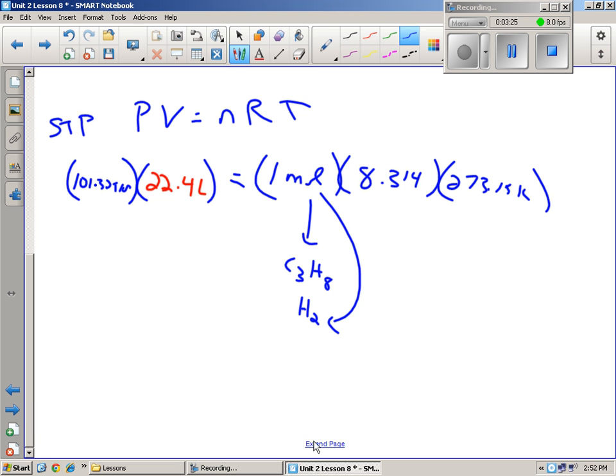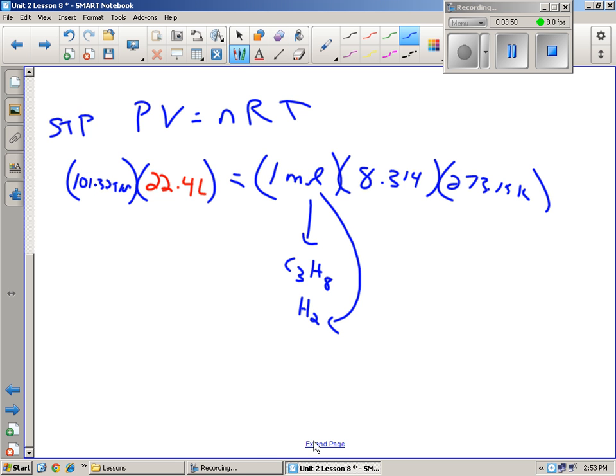How do I know that? Because I solve for V. Don't believe me? Solve for V. 1 times 8.314 times 273.15 divided by 101.325, it's 22.4. Every gas at standard temperature and pressure will occupy 22.4 liters for every mole of that gas that you have.